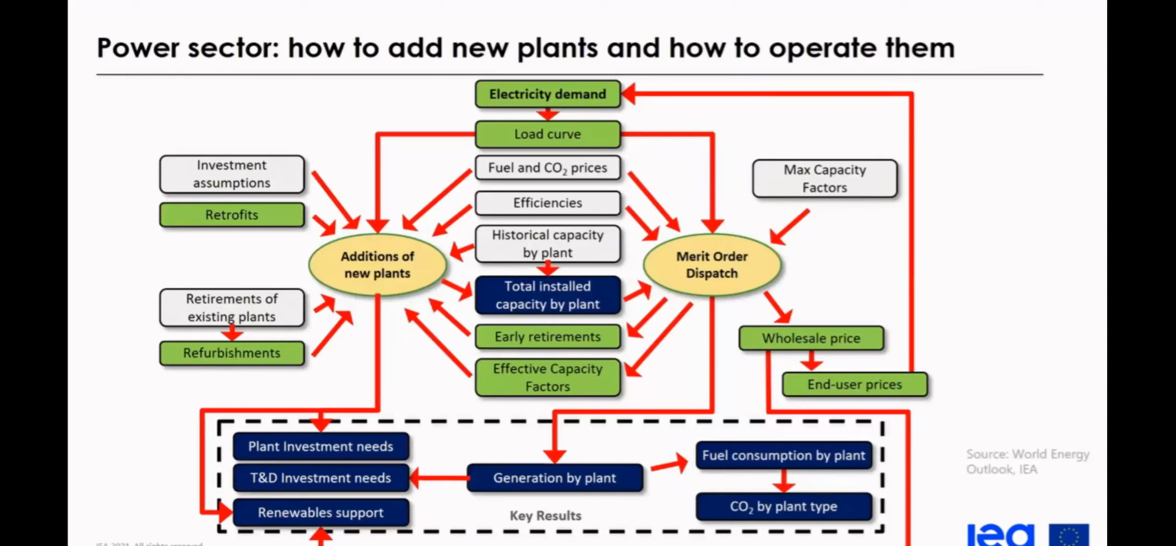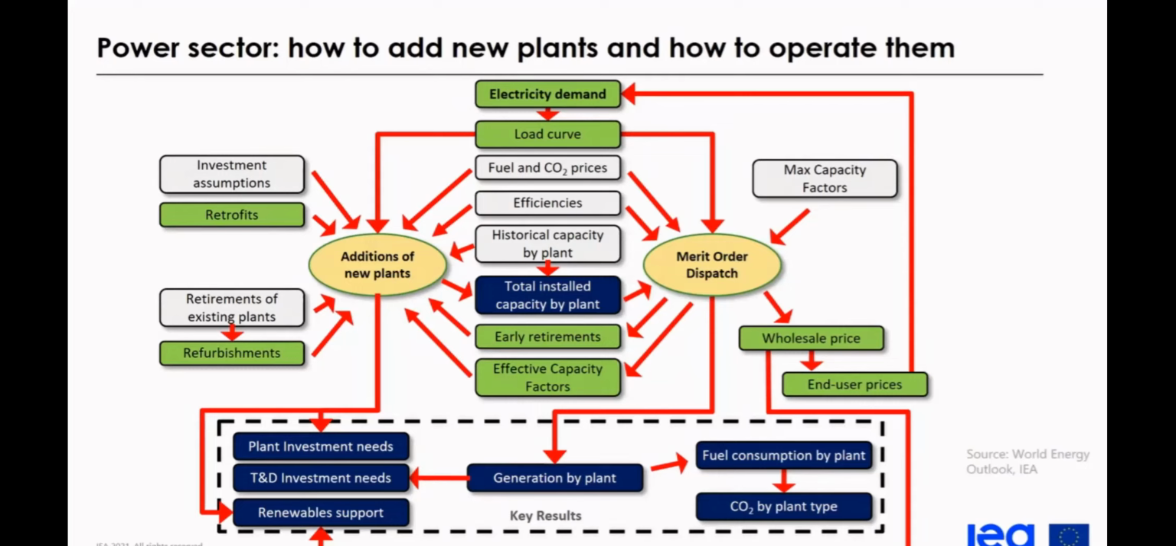But the two main questions we want to answer, looking at the future of the power sector, is what will be the new plants we need to add, and this is based on the existing stock of power plants and how they will evolve when they will be retired, and with the increase of the demand. So based on investment assumptions and on refurbishment of existing plants, we will be able to estimate what will be the need for new plants to be added.